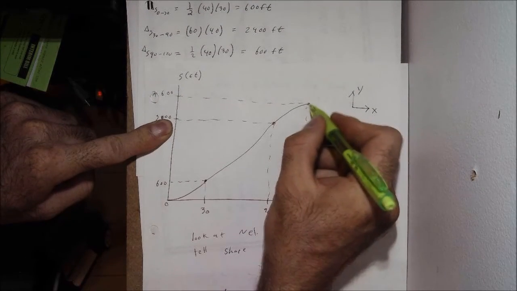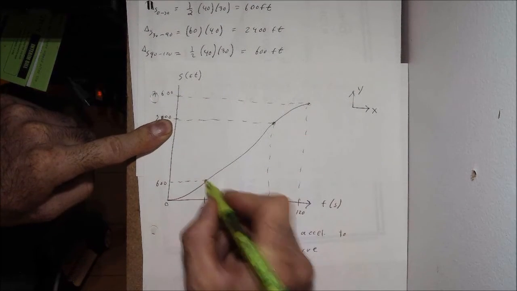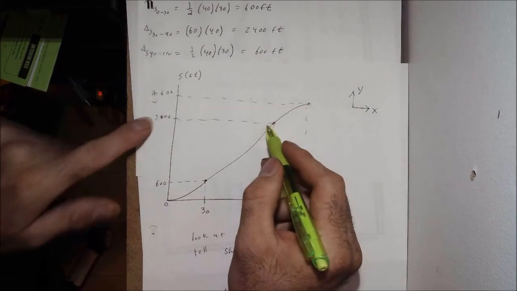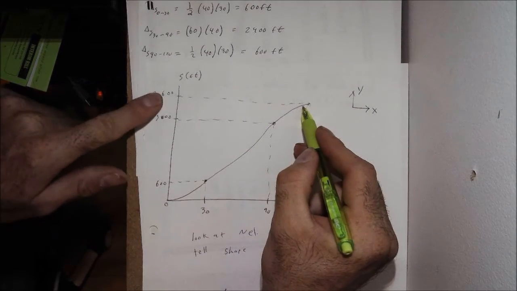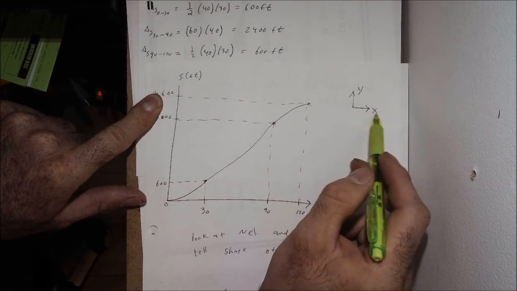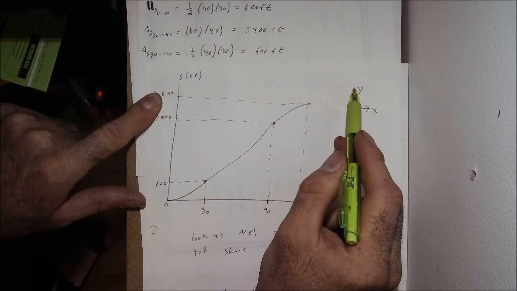So we draw out these 3 dots at each of those points. So at 30 seconds, we have 600 feet. At 90 seconds, we have 3,000 feet. And at 120 seconds, we have 3,600 feet. We still have our coordinate system labeled here, positive x to the right, positive y going up.